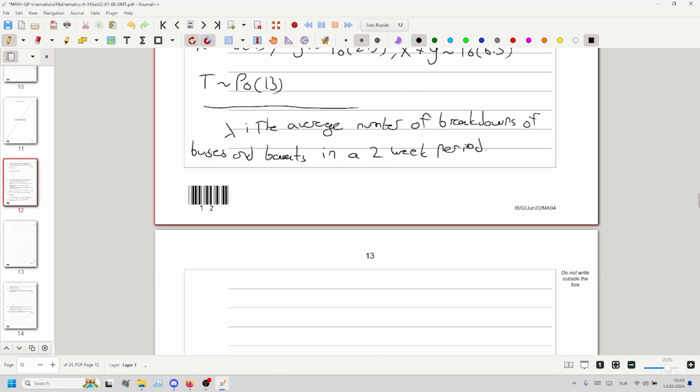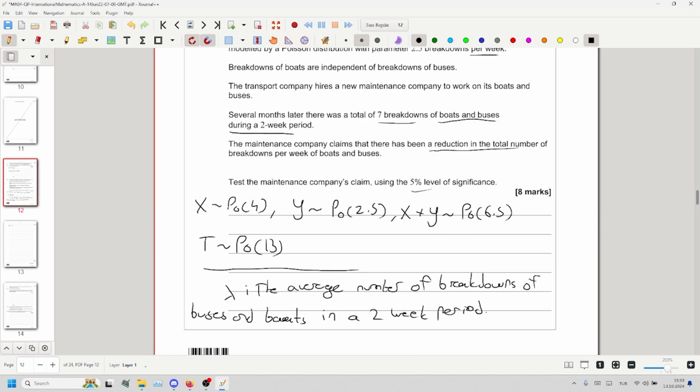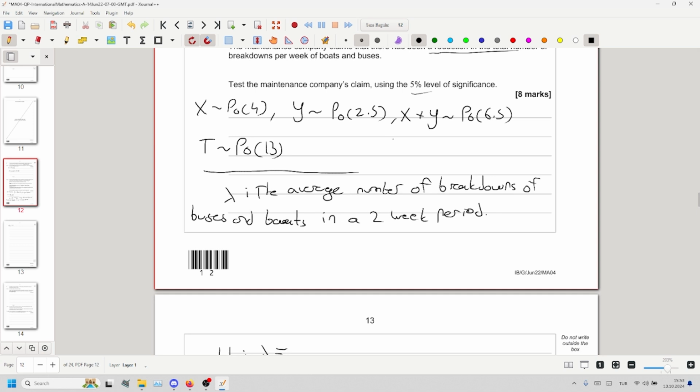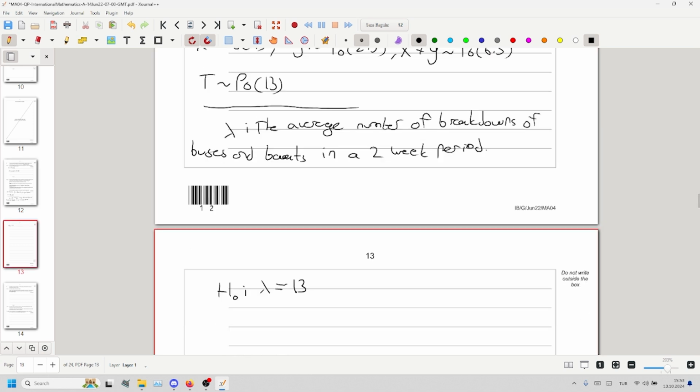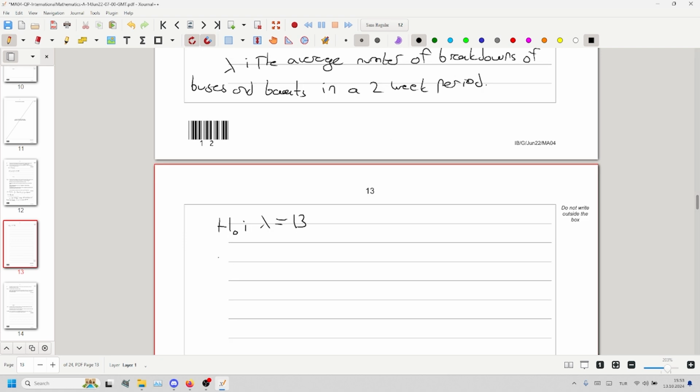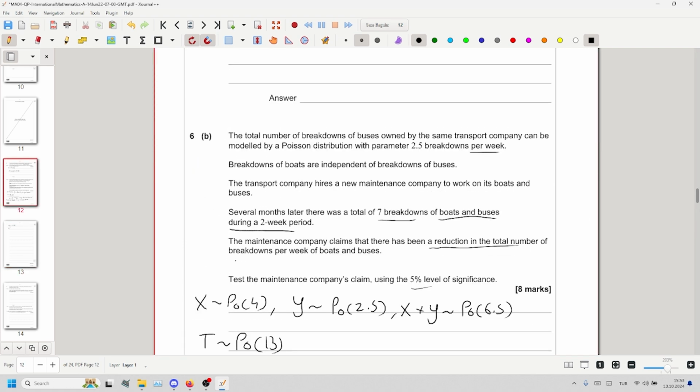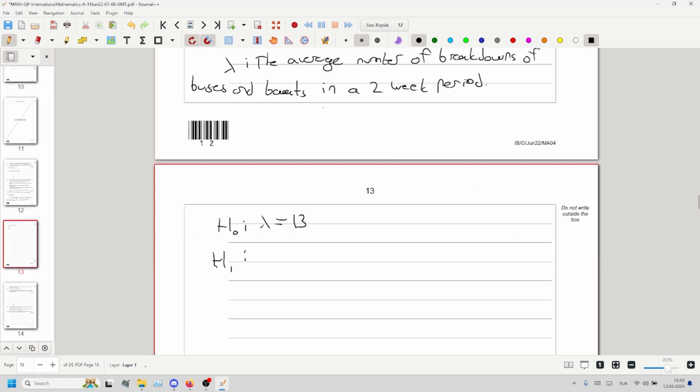So now our null hypothesis, again the devil's advocate hypothesis, is going to be completely opposing this claim given by the maintenance company. So it's just going to be saying that the lambda value is 13 and has not changed at all. The alternative hypothesis is going to be the claim given by the company here. So the company claims that there has been a reduction in the total number of breakdowns. So our value of lambda is less than 13.